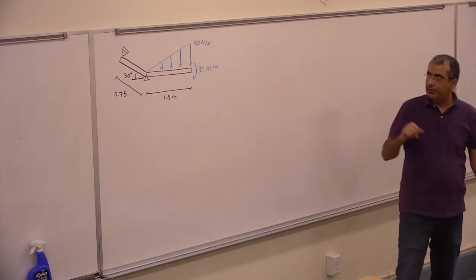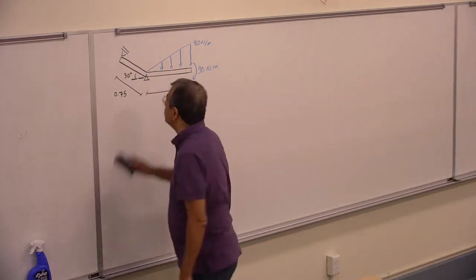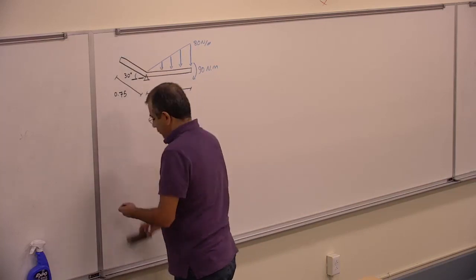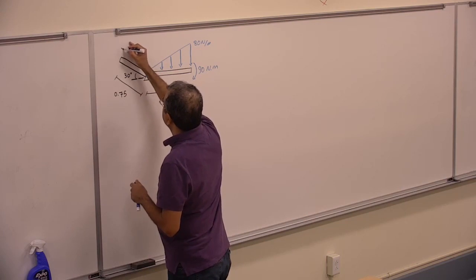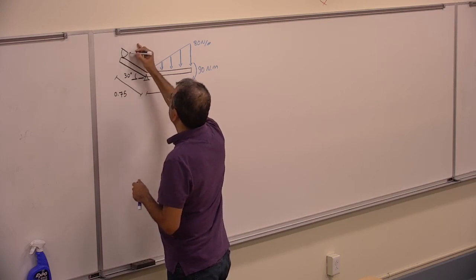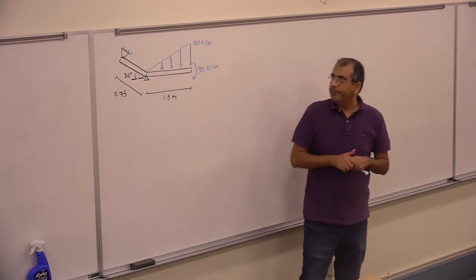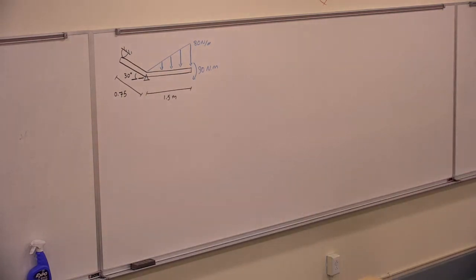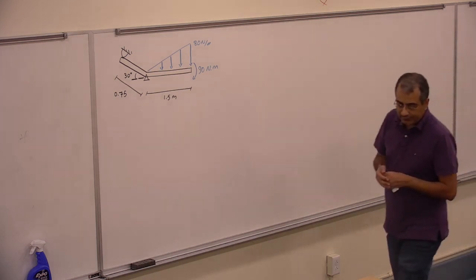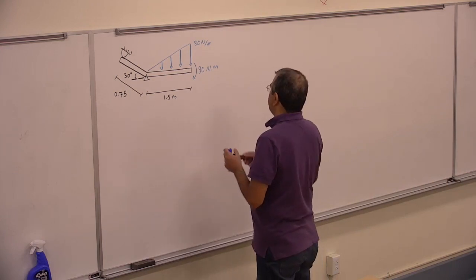That's what we have. Here we have an object like that, with forcing applied on it, so we have the distributed load and then a moment. I want to find out the support reactions. So first of all, we have to draw the free body diagram for that.